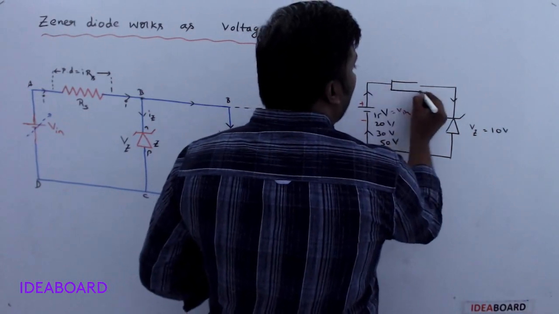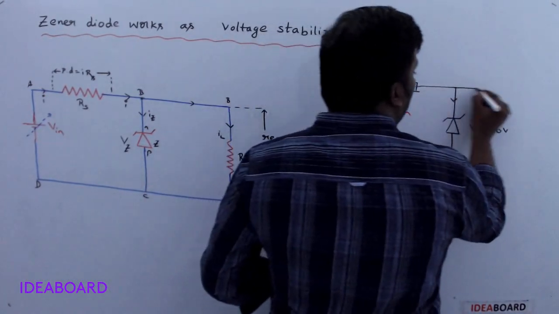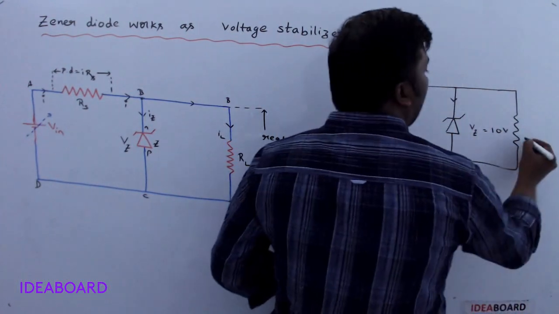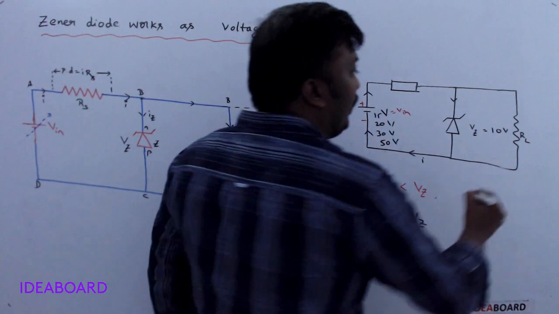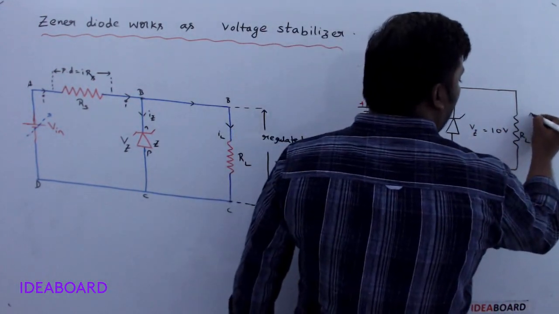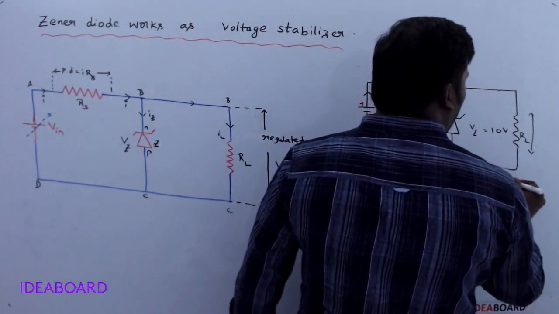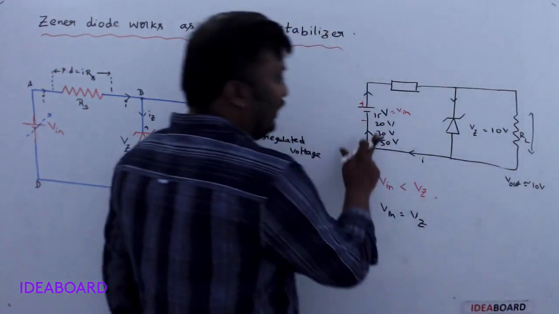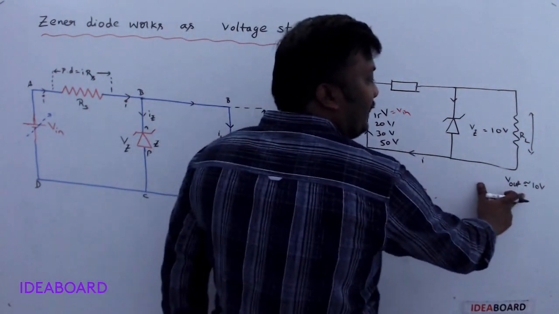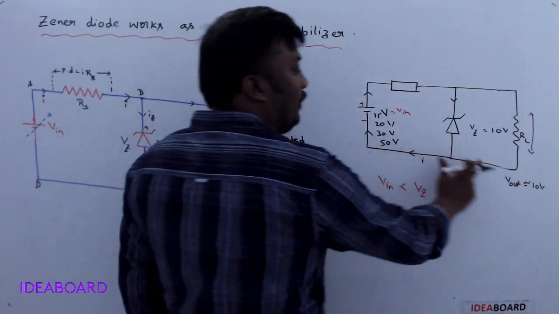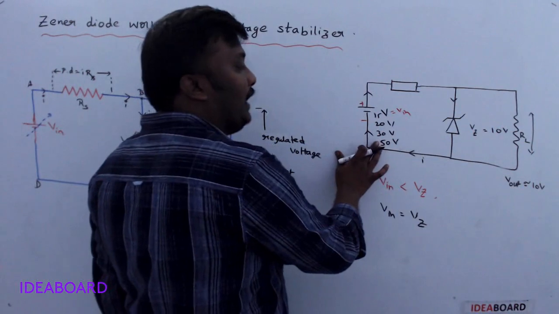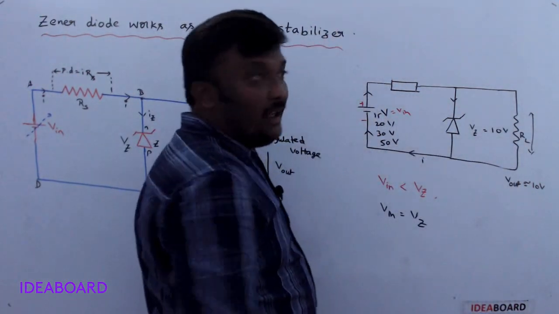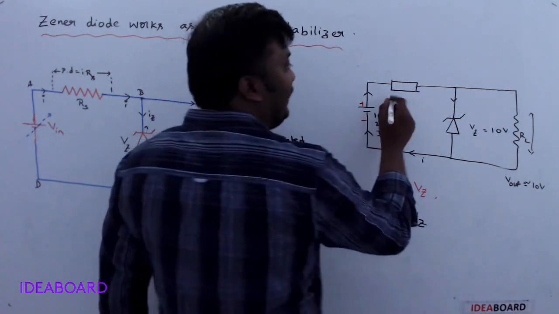Let us take one resistor here, and across the Zener diode take a load. Okay, now across the load resistor the output is nearly 10 volt. Even if you apply 20 volt, the output is 10 volt. Even if you apply 30 volt, the output is 10 volt. Even if you apply 50 volt, the output is 10 volt across the R. Okay, what change occurs here?